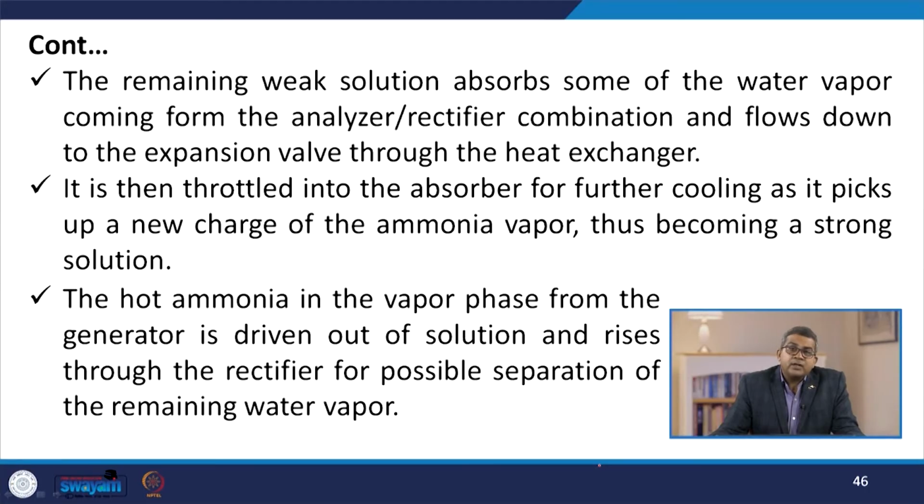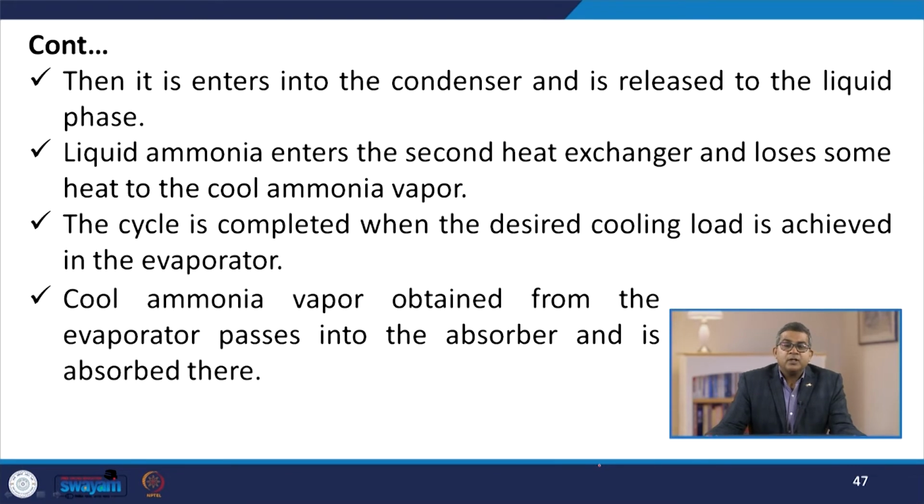The remaining weak solution absorbs some of the water vapor coming from the analyzer and rectifier, which are in combination, and flows down to the expansion valve through the heat exchanger. It is then throttled into the absorber for further cooling as it picks up a new charge of ammonia vapor, thus becoming a strong solution. The hot ammonia in the vapor phase from the generator is driven out of solution and rises through the rectifier for possible separation of the remaining water vapor. Then it enters the condenser and is released to the liquid phase.